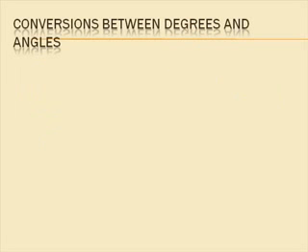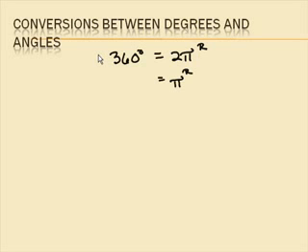Let's go to conversions between degrees and radians. So remember we said that 360 degrees is equal to 2 pi radians. Or, if I divide both sides by 2, I get pi radians is equal to 180 degrees. Halfway around the circle is pi radians. All the way around the circle is 2 pi radians. So we can use that then to convert back and forth between angle and radian measure.